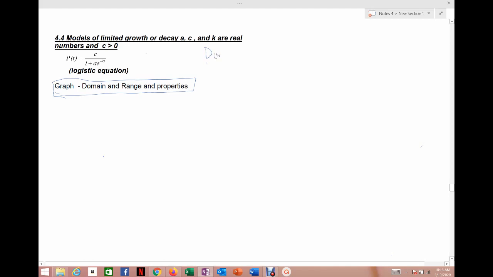So the domain first. All right, domain is time. Days, months, hours, minutes, seconds. And time can only be positive. So our domain is always 0 to infinity, right, because of time.